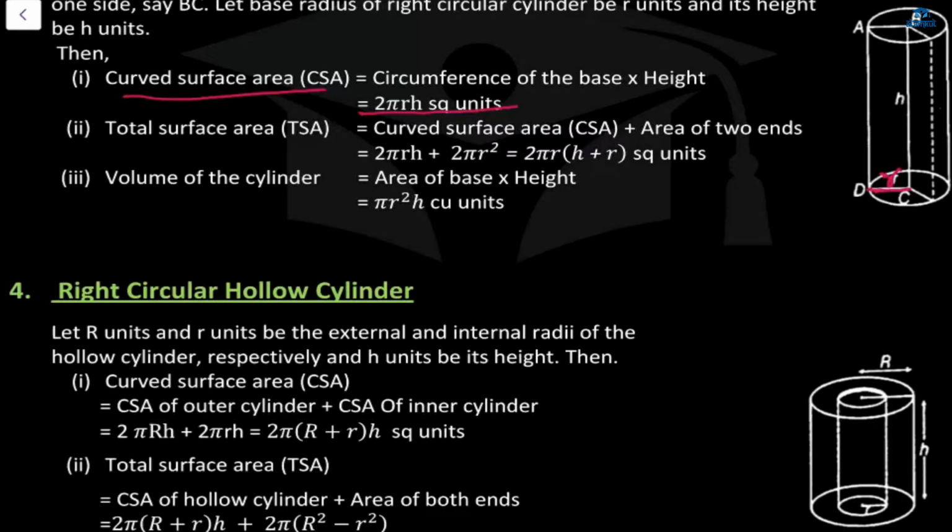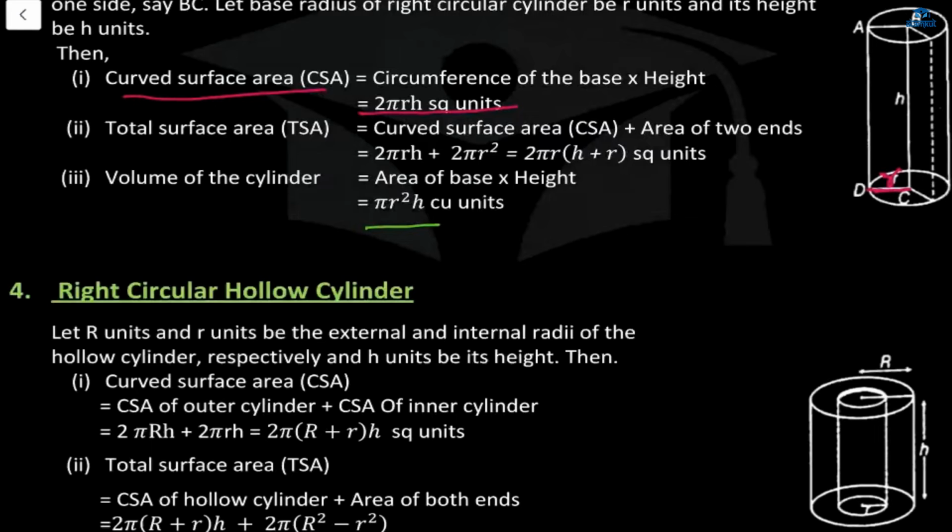Okay, now the volume of the cylinder: how much thing this cylinder is going to hold inside, or how much amount of thing we can keep in it. So it is the area of the base into height. What will be the area of the base? That will be pi r square, and height will be h. So pi r square h. Okay, understood? So this is the volume of the cylinder.